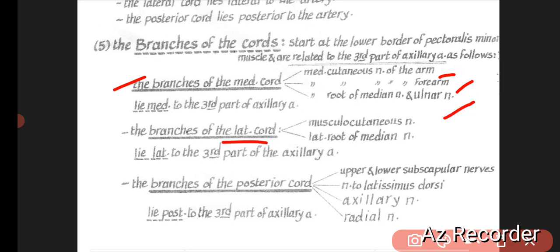The branches of the lateral cord are the musculocutaneous nerve and lateral root of the median nerve, and the third part of the axillary nerve.